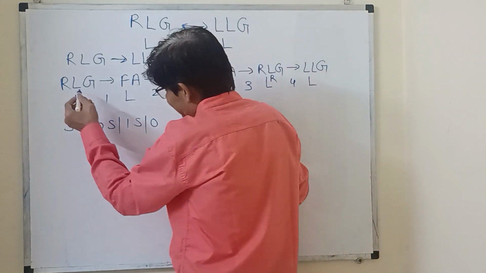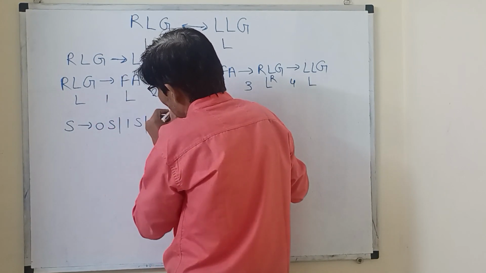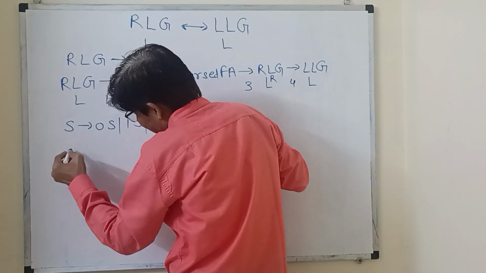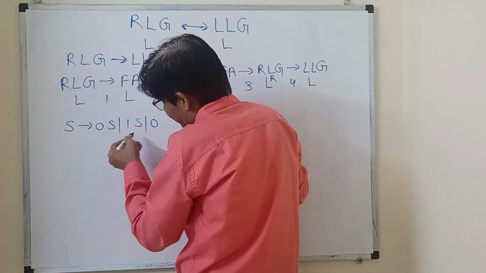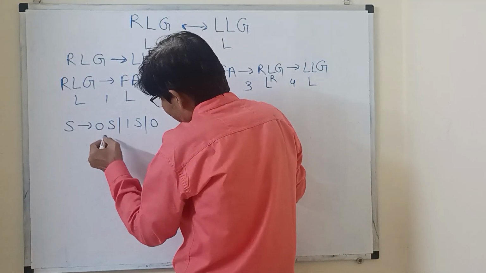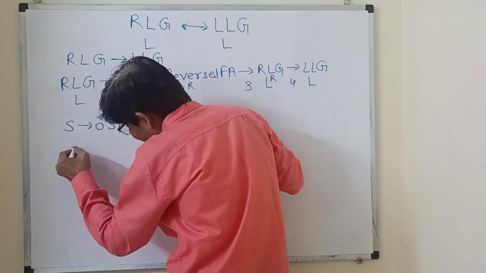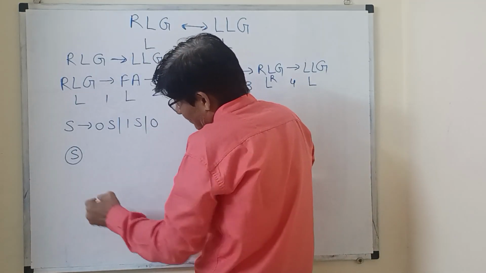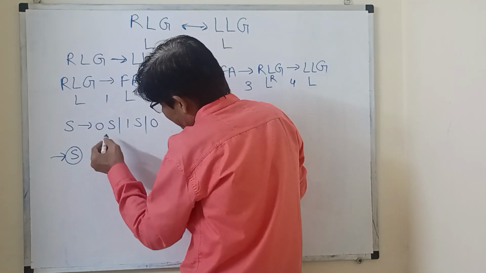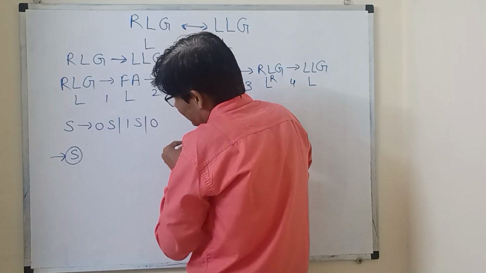So suppose this is your given RLG, and now we will convert it into a finite automata. This particular RLG has only one variable, and it has 3 productions of S. So I will create one state here, S, which is our initial state, and then I will create the transitions corresponding to all these productions.